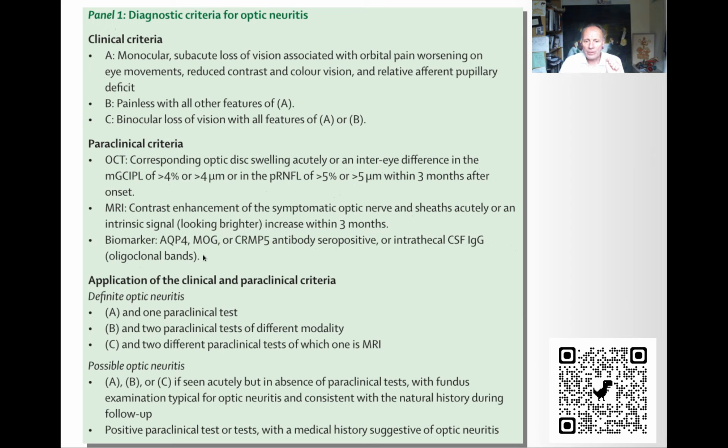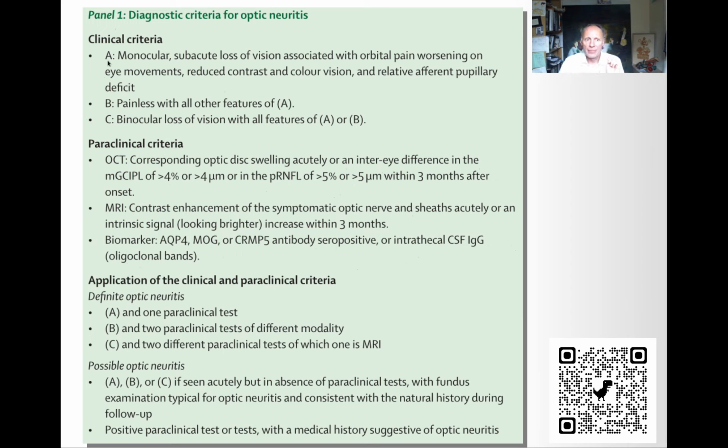Regarding the biomarkers, there are 4 permitted ones: aquaporin 4, MOG, CRMP5, a paraneoplastic antibody, or intrathecal IgG synthesis, also called oligoclonal bands in multiple sclerosis.